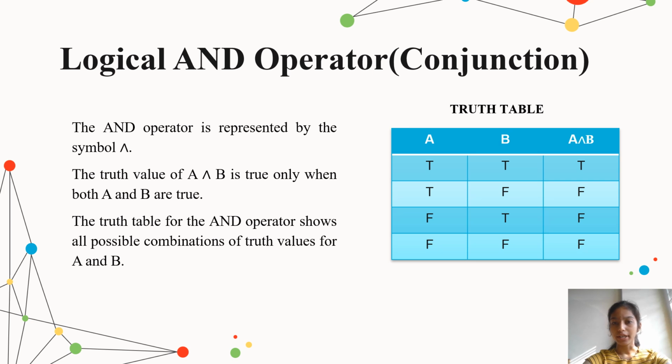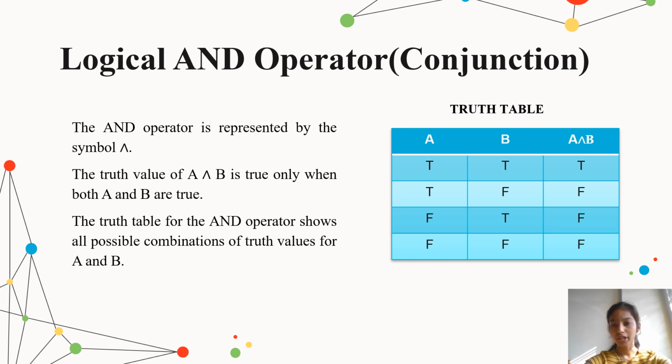Logical AND operator, or conjunction. The AND operator is represented by the symbol ∧. The truth value of A and B is true only when both A and B are true. The truth table for the AND operator shows all the possible combinations of truth values for A and B.